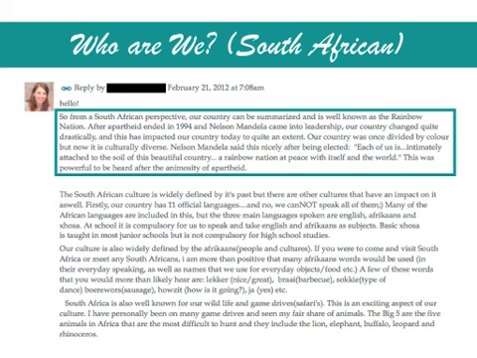No, I've got it. So from a South African perspective, our country can be summarized and is well known as the Rainbow Nation. After apartheid ended in 1994 and Nelson Mandela came into leadership, our country changed quite drastically. And this has impacted our country today to quite an extent. Our country was once divided by colour, but now it is culturally diverse. Nelson Mandela said this nicely after being elected: Each of us is intimately attached to the soil of this beautiful country, the Rainbow Nation at peace with itself and the world. This was powerful to be heard after the animosity of apartheid.